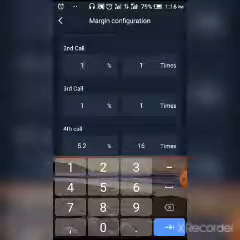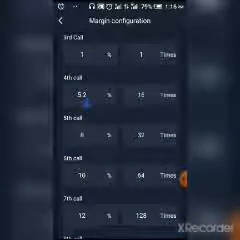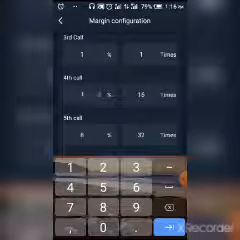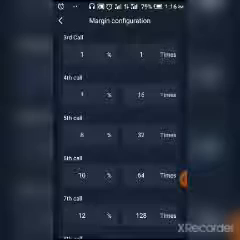Now, second call, if it drops by 1%, buy one time. Third call, 1%, buy one time. Fourth call, drop by 1%, buy one time.